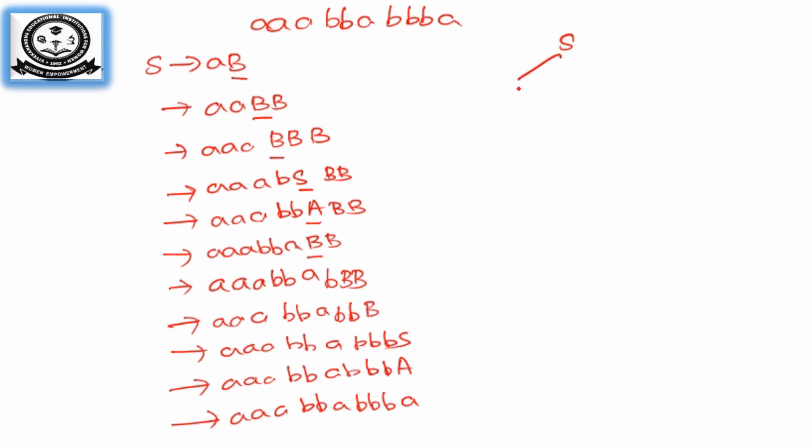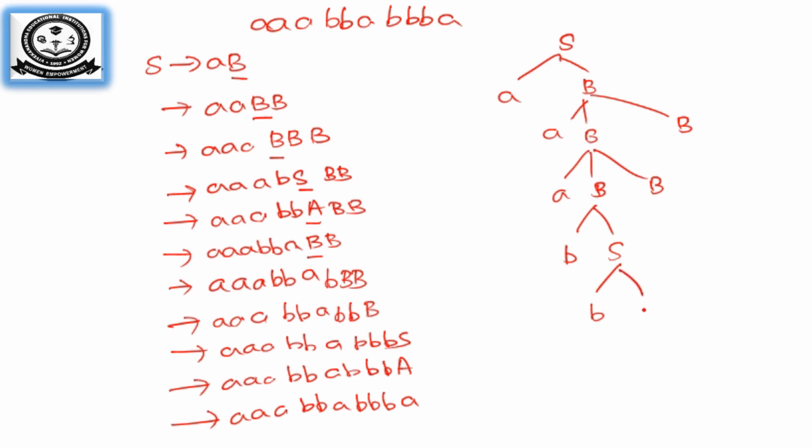So S tends to A and B. So B tends to A, B. We'll have B a little bit away. So then again instead of this B, I have substituted A, B and B. I have three B's. Now instead of this B, I have substituted BS, and instead of this S, I have substituted BA, and instead of this A, I have substituted A.